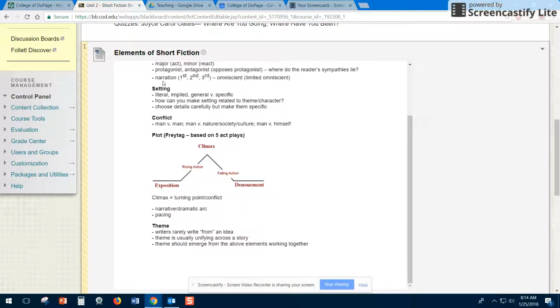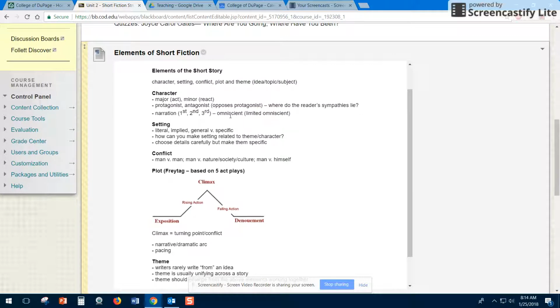Okay, narration: first person, so the I voice, and the very rarely used second person. This is like the choose-your-own-adventure voice, so you do this, you do that. And then the fairly common third person, and even the third person has a couple of different subcategories. The omniscient narrator, the one that knows everything about everyone, so we have this big view of all the things that happen in a story.